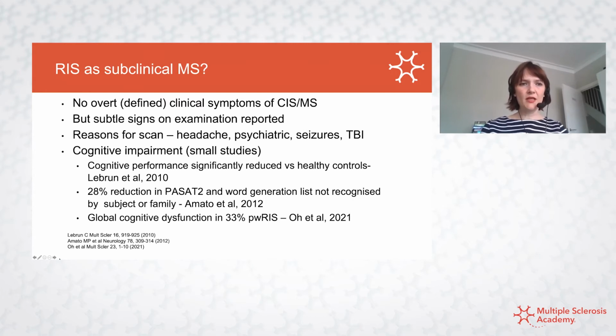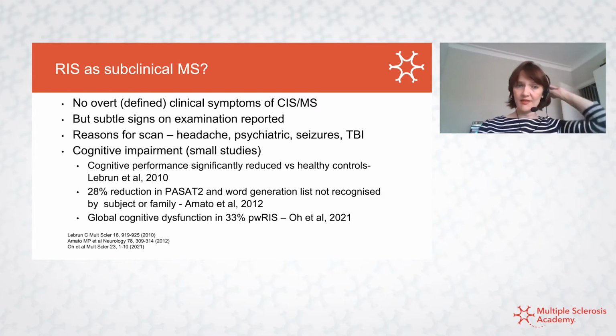Okay, so just a quick thought about the idea of what is RIS. Of course, what we're worried about is that RIS looks like the pathology of MS. Why is this not prodromal, preclinical, subclinical MS? Certainly some people that we see have subtle features that we can see in people with multiple sclerosis, but do not have the overt or defined clinical symptoms of CIS or MS. So I just wanted to raise awareness of that.